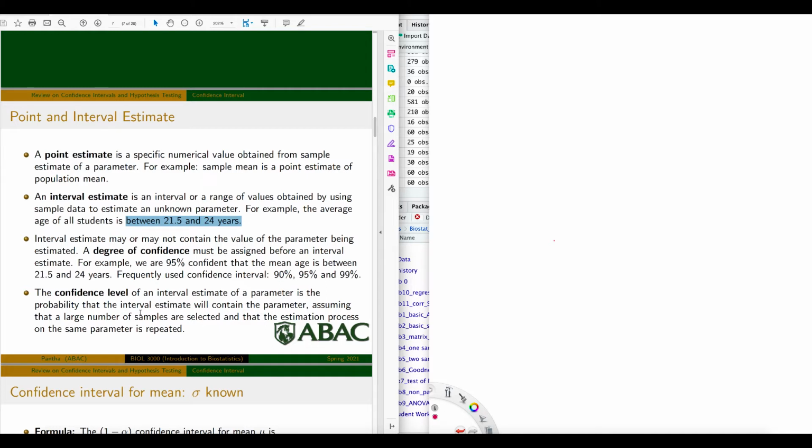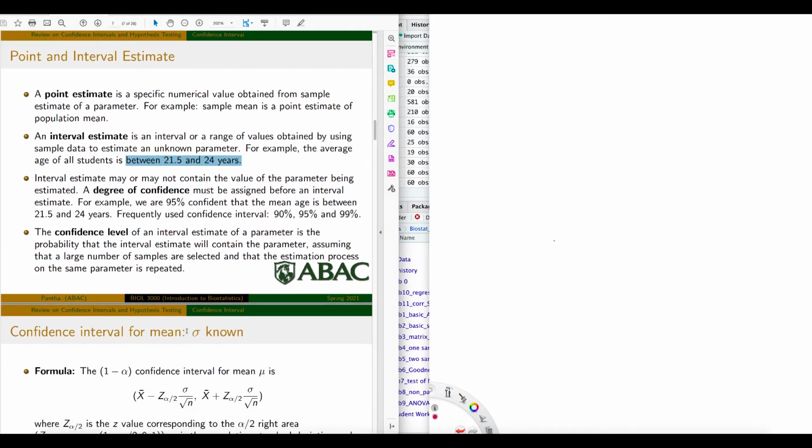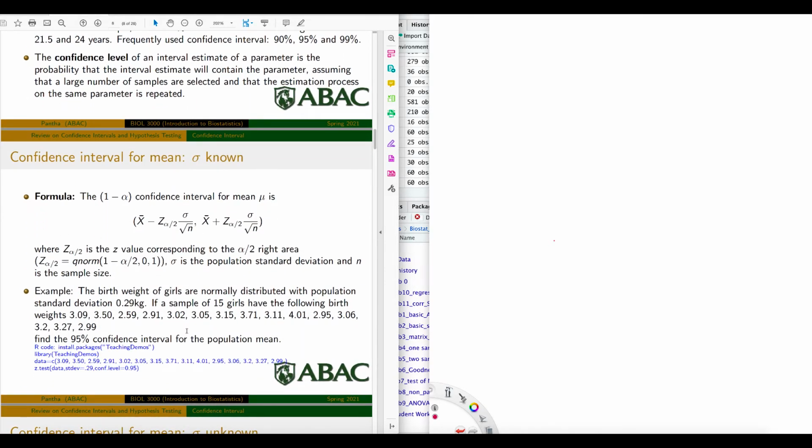Okay. The confidence interval of an interval estimate of a parameter is the probability that the interval estimate will contain the parameter. So if you are finding the confidence interval, that means the probability that the interval estimate will contain the true population parameter, assuming that a large number of samples are selected and the estimation process is repeated on the same parameter. Okay, so this is what you saw in statistics. So what I'm going to do is I will do one example by hand, and I will show you how to do it by using R.